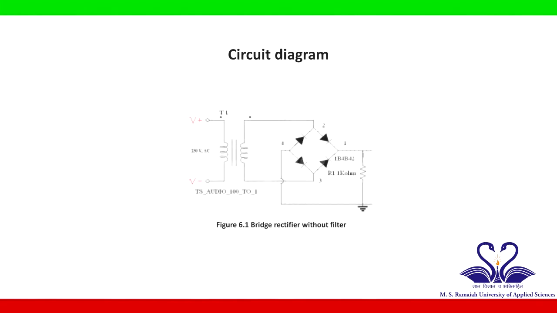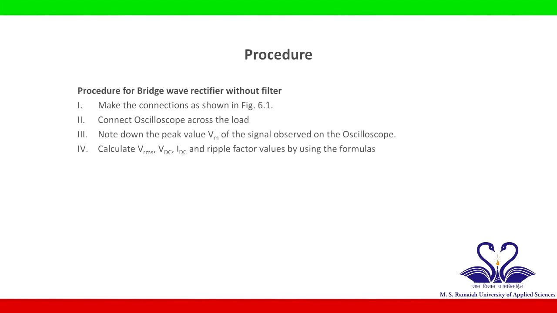The figure shows the circuit diagram of a bridge rectifier without filter. The experimental setup is made as per the circuit diagram. The input signal is provided by a step-down transformer. Connect the probes of an oscilloscope across the load resistor to see the output waveform. Note down the peak value of the output waveform for further calculations.